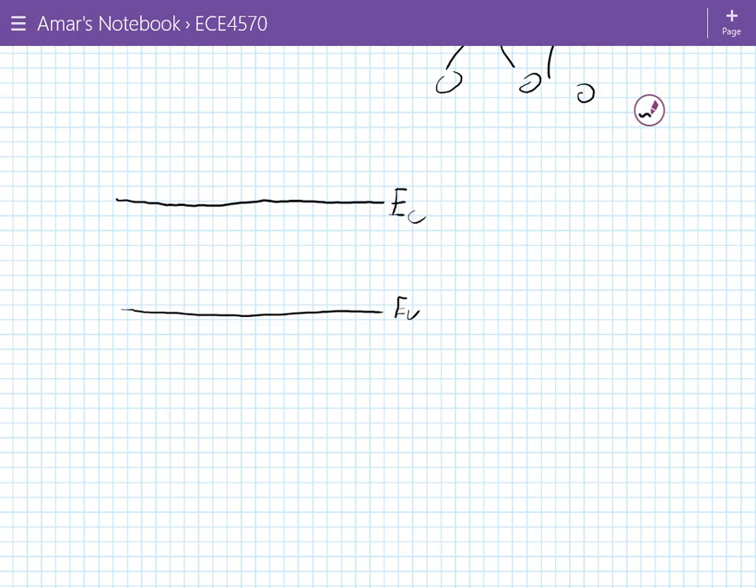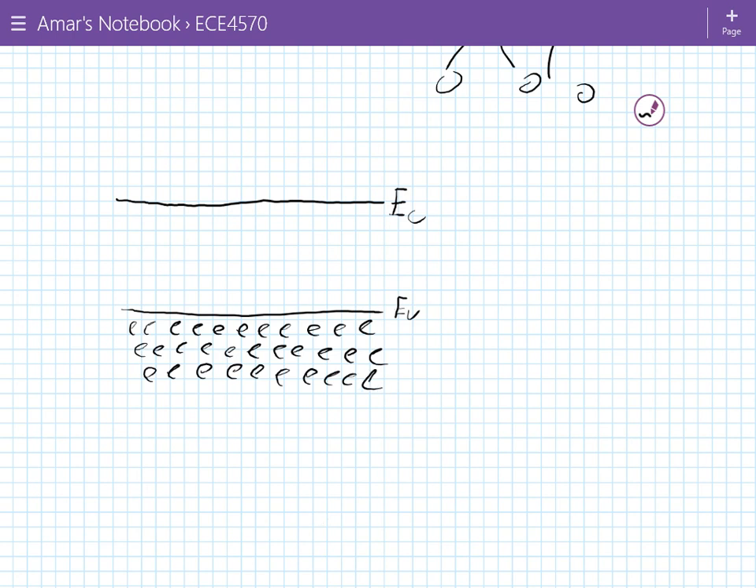We'll get into that in a second, but let's just assume that the valence band is filled with electrons. In the future, when I draw the energy band diagrams, I'm not going to bother writing out all these electrons, but for the time being, I'm just putting them here just so you understand that the valence band is mostly full.